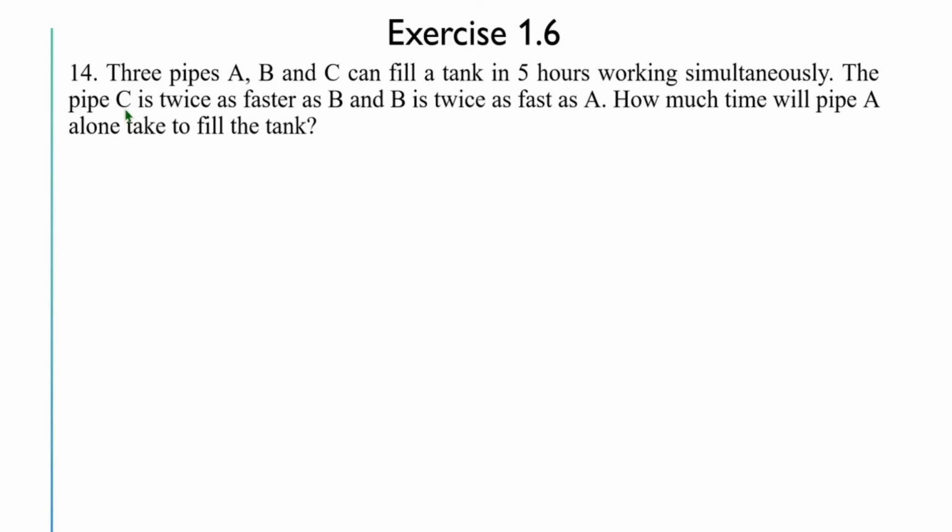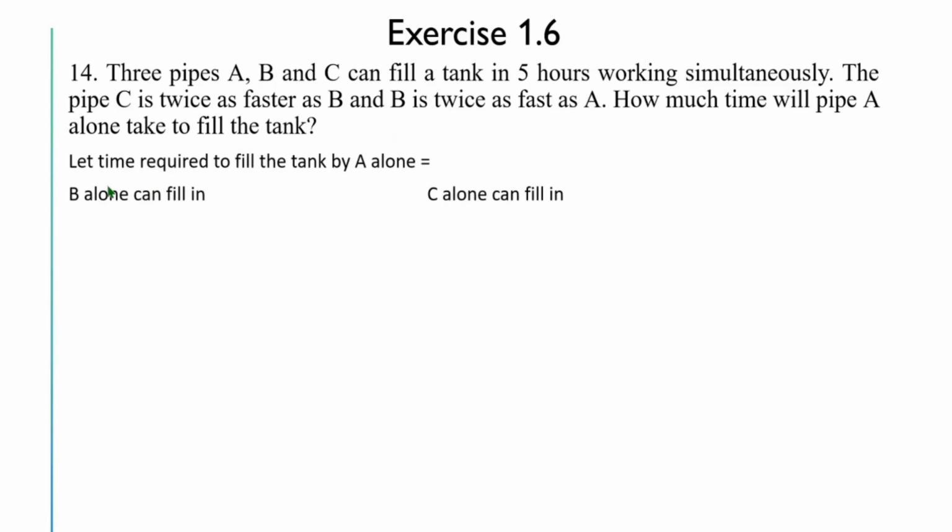Next question. 3 pipes A, B and C can fill a tank in 5 hours working simultaneously. The pipe C is twice as fast as B and B is twice as fast as A. How much time will pipe A alone take to fill the tank? So it is similar to the previous one, except that here they have given C is twice as fast as B and B is twice as fast as A. So let us take the time required to fill the tank by A alone as T hours.